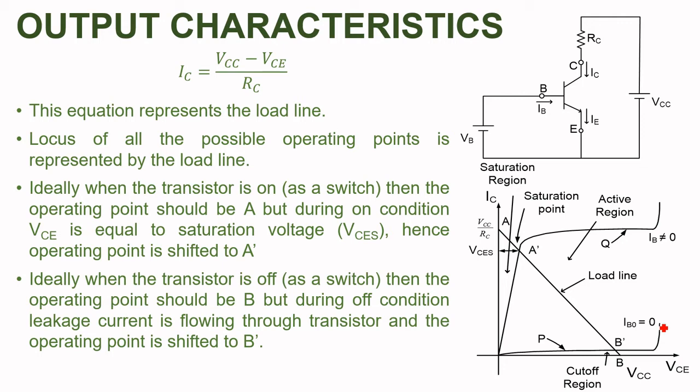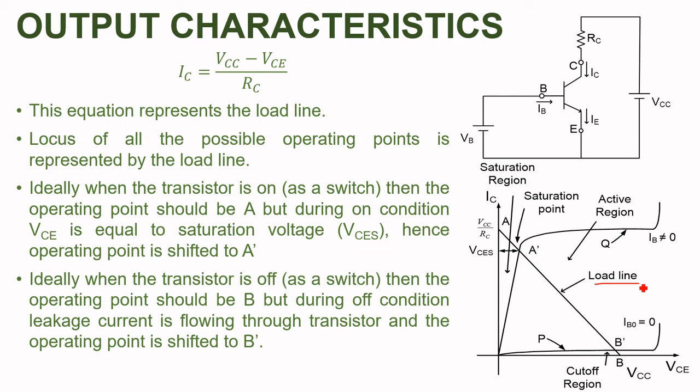The equation IC equal to VCC minus VC divided by RC represents the equation of the load line. This load line is given by this curve. The locus of all the possible operating points is represented by the load line.